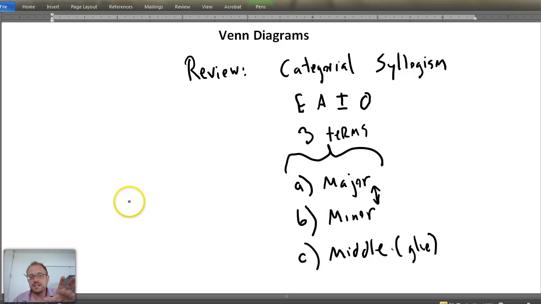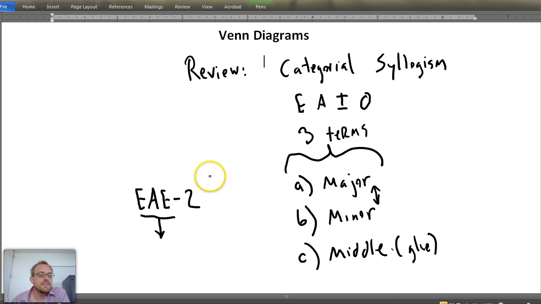We also talked about the figure and the mood. Usually we refer to them as conjoined. For instance, you could have an E, A, E, number 2, where this refers to the first premise, the second premise, and the conclusion. And the 2 refers to the location of the middle term. Remember we talked about there being 1, 2, 3, 4, and I went over my hands. If you need a review, go ahead and take a look at our last video, 5.1 categorical syllogisms. So this is the basic review.